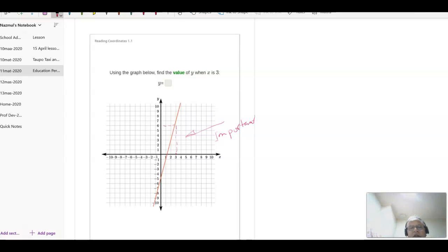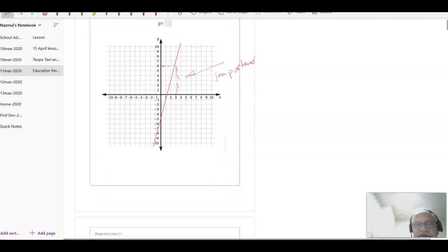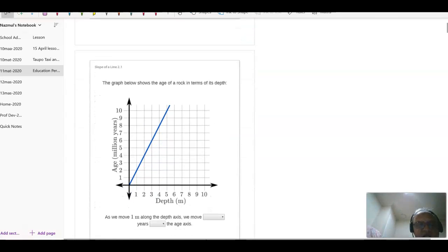During the assessment, don't forget to draw this horizontal line and the vertical line. Now, we have figured out y is 6. You got to write that down. So I'll move on to the next one.